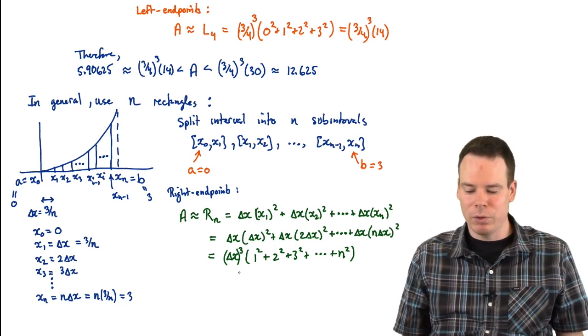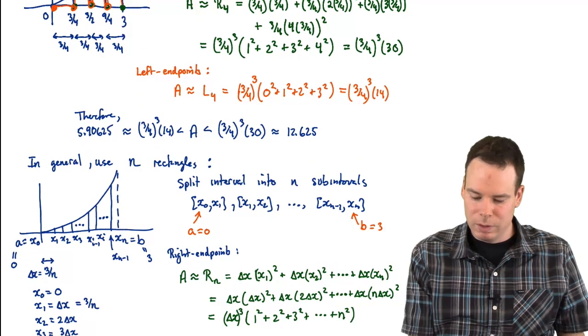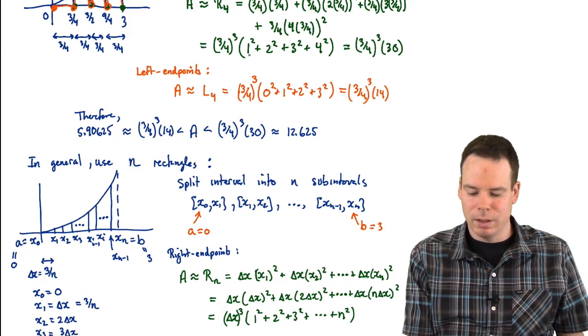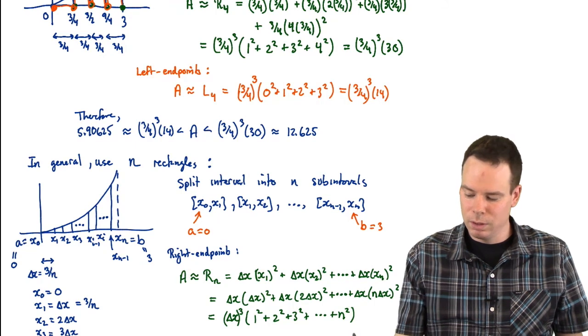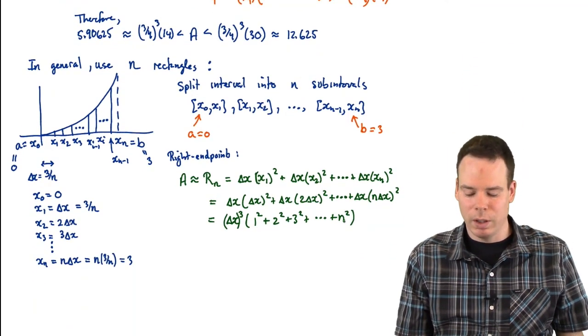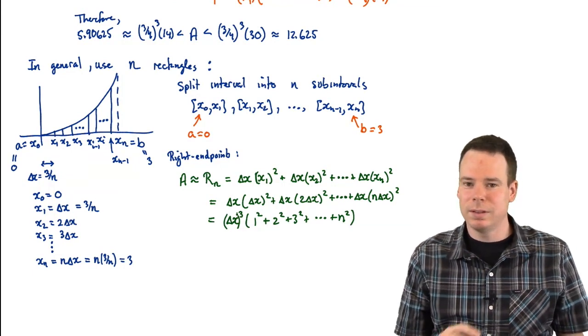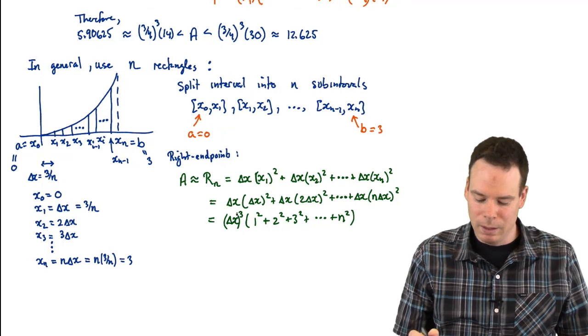This was the same pattern we observed above. If we look above, we see that when we used 4 rectangles, we had to sum 1 squared up to 4 squared, and we used 3 divided by 4 all cubed. Now we see, in general, that it's 1 squared up to n squared, and what was delta x? It was 3 divided by n all cubed. Same pattern we had before.